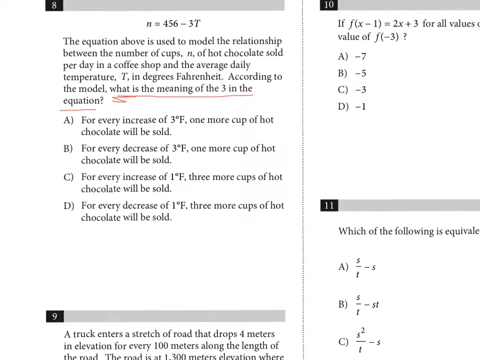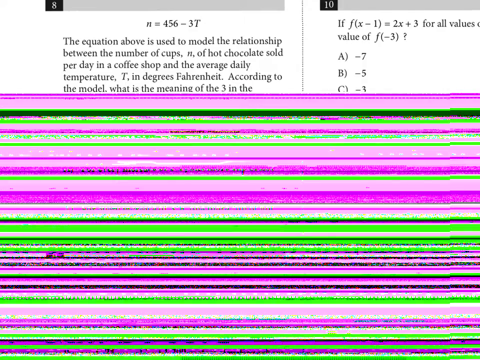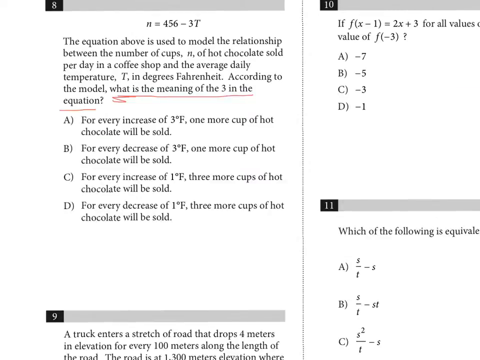So I always answer the question asked, AQA, okay? Answer the question asked. So what is the meaning of the 3 in the equation? So what do you think the 3 represents? Which is for every decrease of 1 degree Fahrenheit, 3 more cups of hot chocolate would be sold. Yes, and that was the answer. It was D.